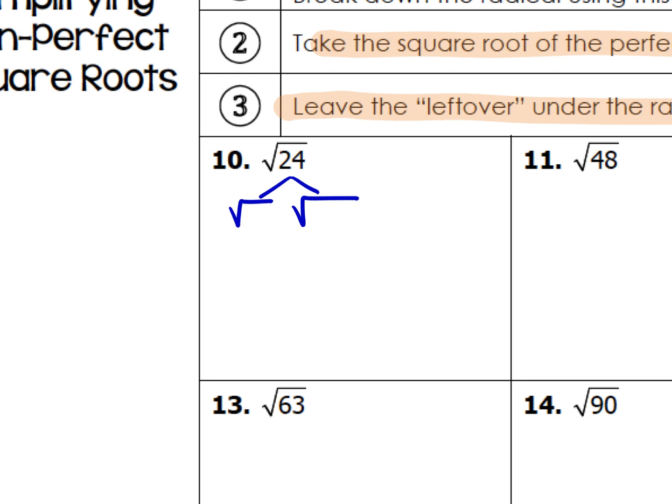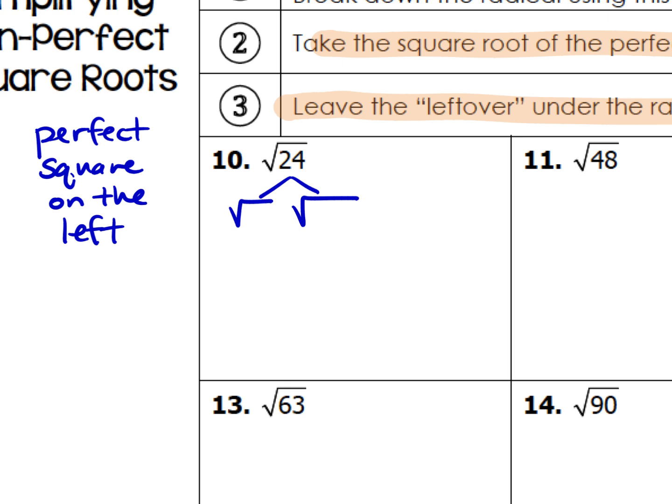And I want you to always put the perfect square on the left. You'll see why in just a minute. So if the perfect square is 4, basically what I'm saying right now is the square root of 24 is equal to the square root of 4 times the square root of what? What would get me to 24 with multiplication?